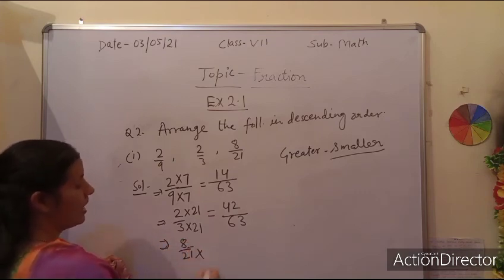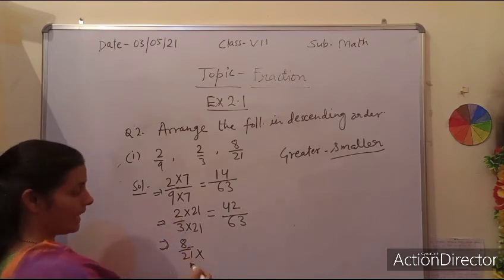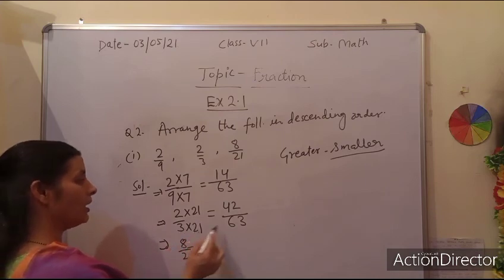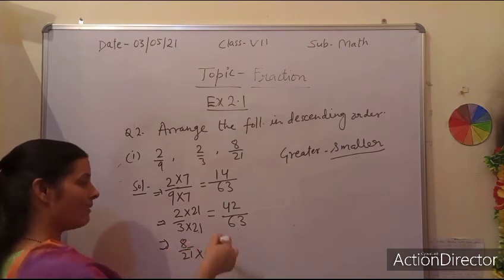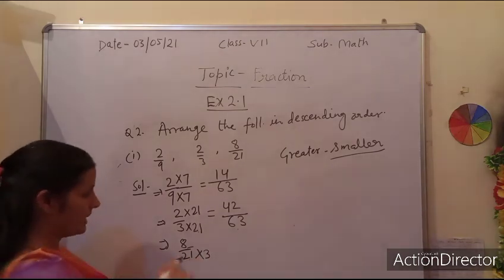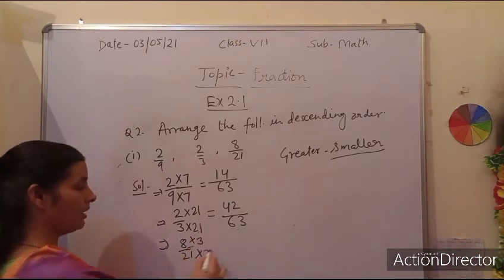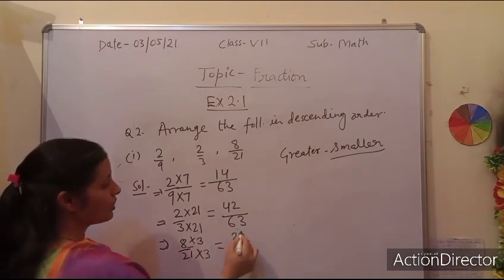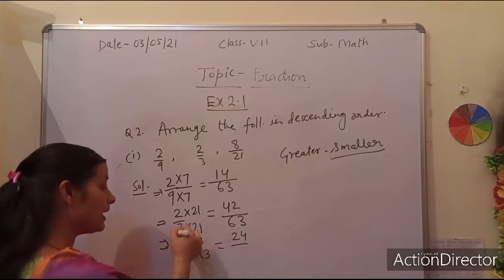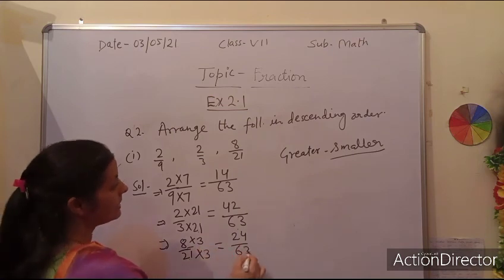Again, you may not know the table of 21, but you can see that 3 multiplied by 21 gives 63, and vice versa, 21 multiplied by 3 becomes 63. So here we need to multiply the numerator by 3 as well. 8 threes are 24. And 21 threes are 63. So it becomes 24 upon 63.